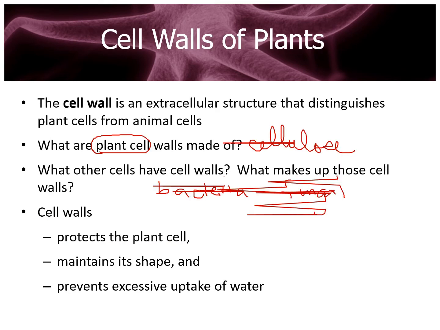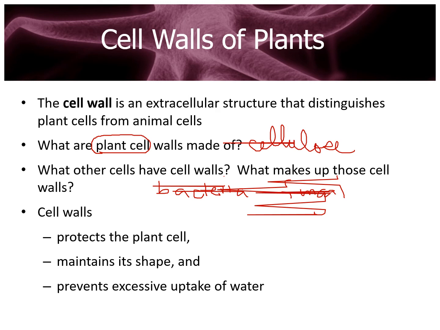So we know already, we've learned about the cell wall when we learned about bacteria, that a cell wall is an extracellular structure. That just means it's outside the plasma membrane. In terms of plant cells, it's a very good way to distinguish a plant cell from an animal cell, because no animal cells have a cell wall. So what are plant cell walls made up of? They're made up of cellulose.